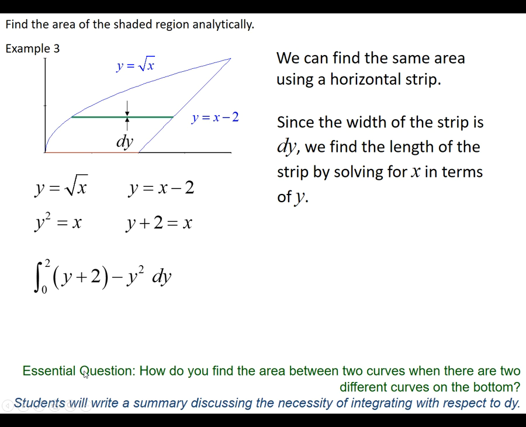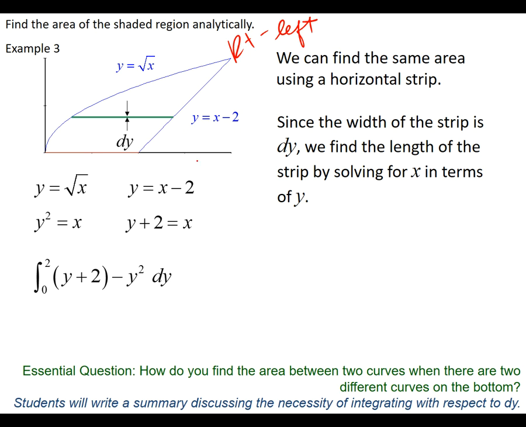So what we're going to do here, instead of top minus bottom, is do right minus left. Or if you want to think about it as further away from the axis minus closer to the axis. So that works for top, bottom, right, left. It's the right minus left, the more positive minus the more negative. That always works. So the bigger minus the smaller. Whatever you want to get it to goes in your brain.